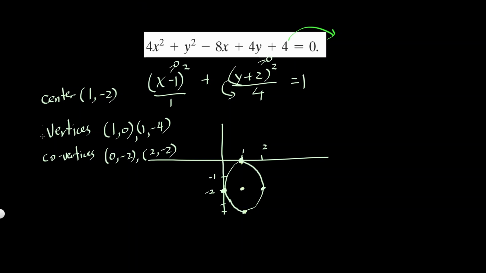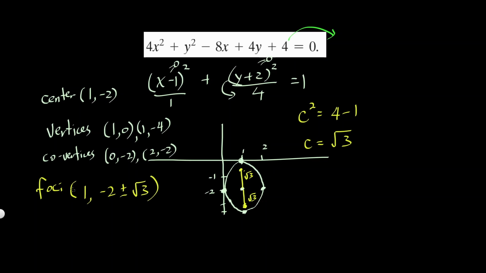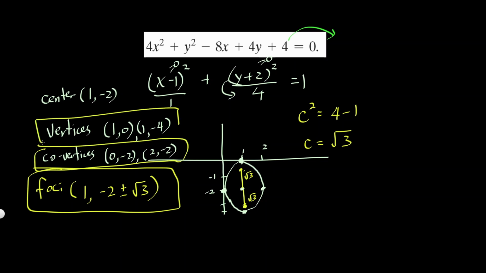Let's find that. Okay, so foci, it's going to be c squared is equal to bigger number minus smaller number. So c is going to be square root of 3. So it's away from the center. That distance right there is going to be square root of 3. And same as here. Which means from our center only y changes, so they're both going to have 1, and it's going to be starting with negative 2. You want to go up and down square root of 3. So these are my foci and co-vertices and vertices.